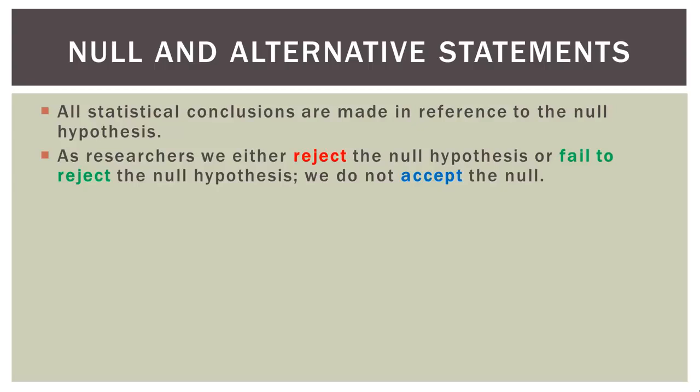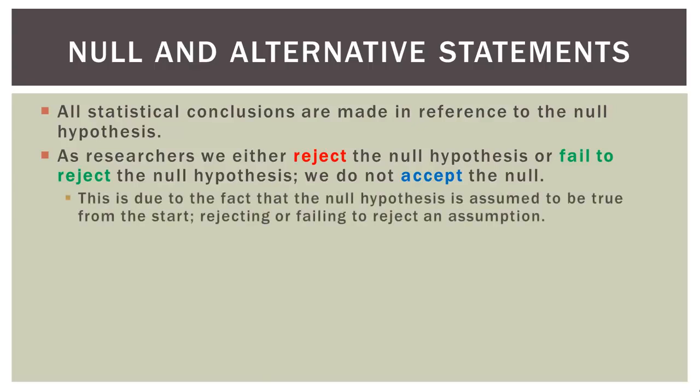So think of the null hypothesis as something we set up, and the data either knocks it down or fails to knock it down. So we either reject the null or fail to reject the null. There is no accepting the null. Now this is due to the fact that the null hypothesis is assumed to be true from the start. Again, it's an assumption. So we're either rejecting or failing to reject that assumption we already made.